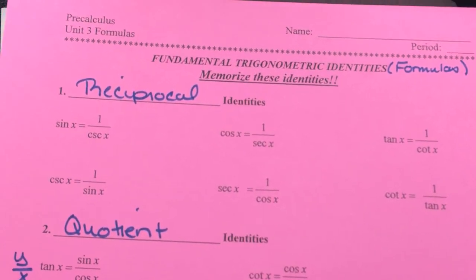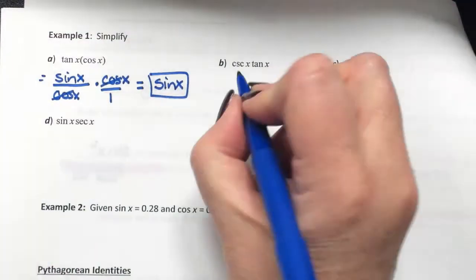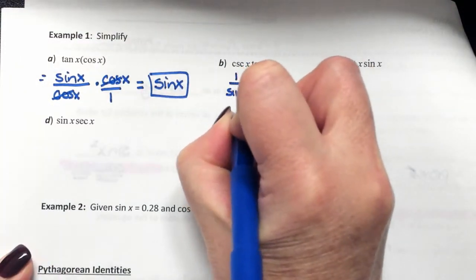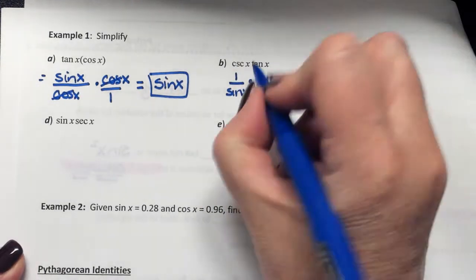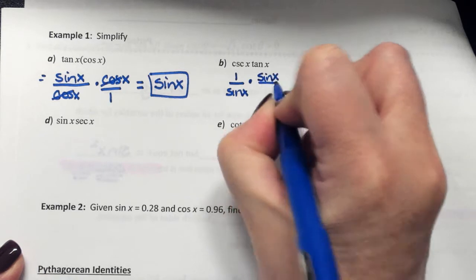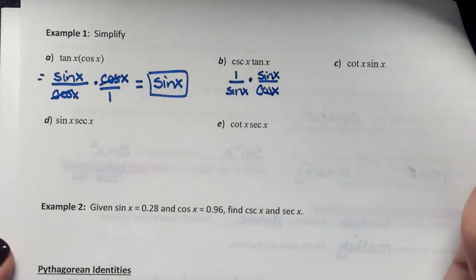Yes, what's cosecant equal to? 1 over sine. So I can write this as 1 over sine x, times... We just talked about what tangent is equal to. Tangent's equal to what? Sine over cosine. And then what can you cross multiply?